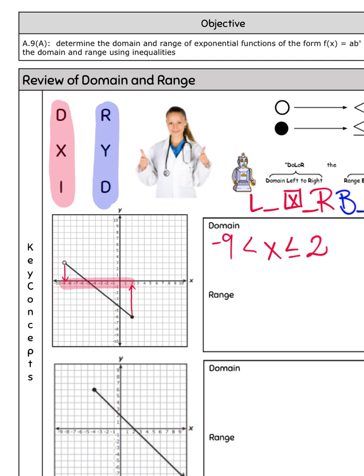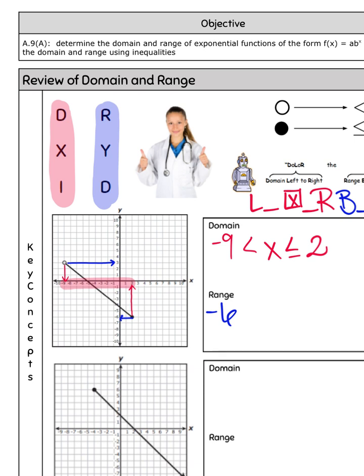Now let's do the same thing for our range, but instead of drawing our lines down, we're going to draw our lines into the y-axis. So starting at the bottom, I'm going to draw my first arrow into that point. I'm going to go to the top of my graph and draw that line into that number, and then I can write the numbers and the inequality signs for my range. The first number that I'm going to write for my range is -6.